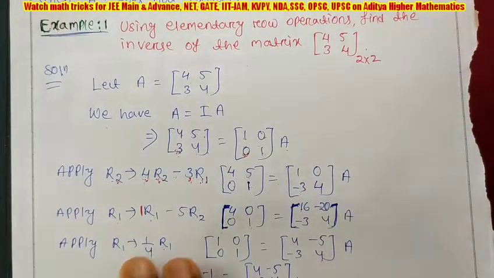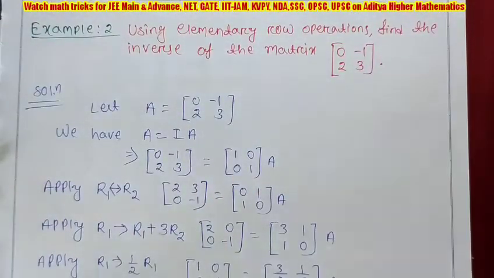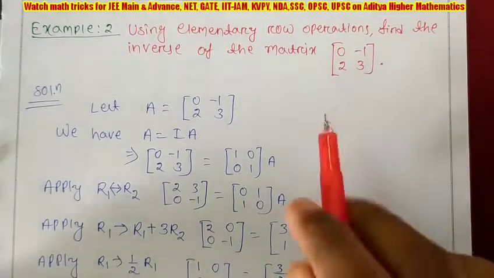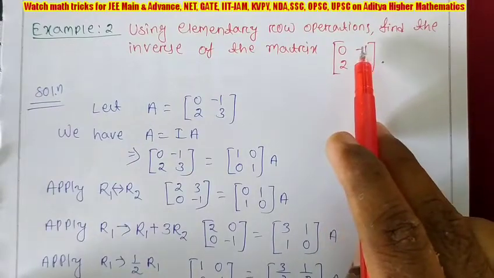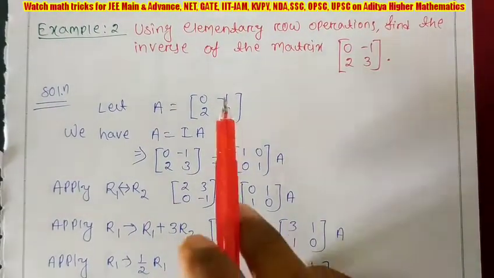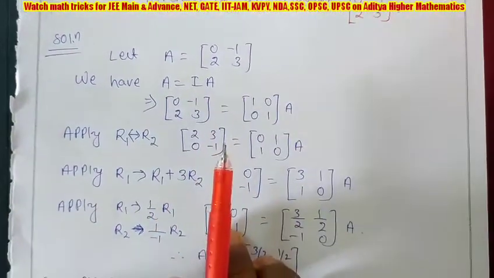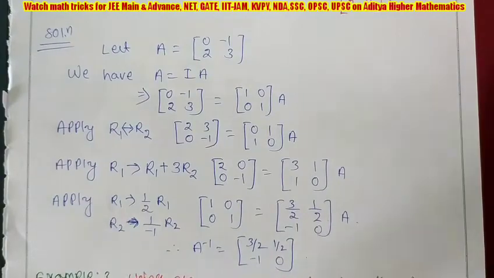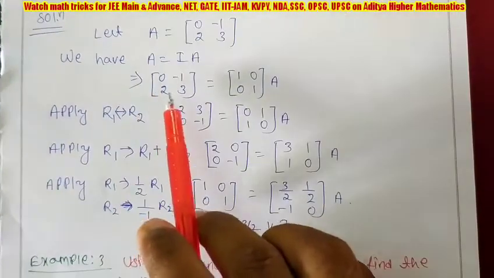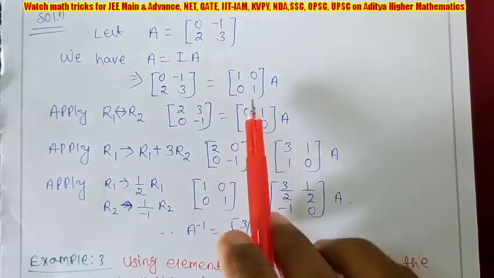Next we will discuss the second question. Using elementary operations, find the inverse of the matrix, where a minus sign is given and also one element is 0. Now you have to apply A equal to IA. Similar process: on the left side put matrix A, and on the right side put the matrix I.